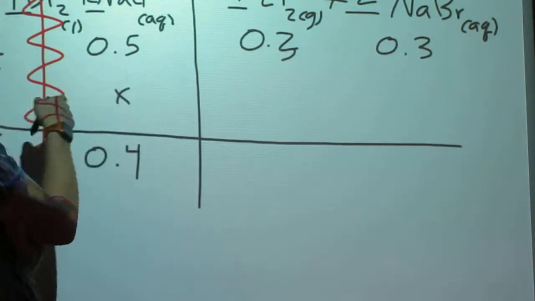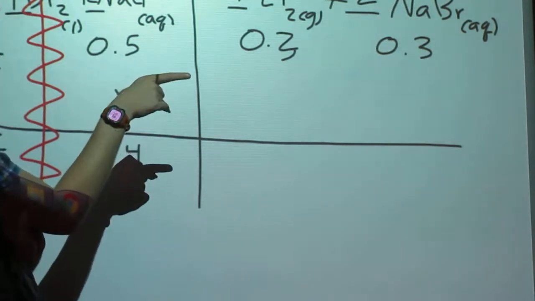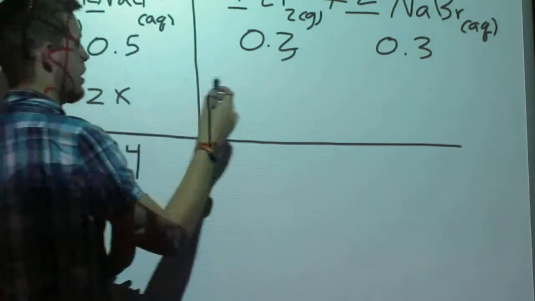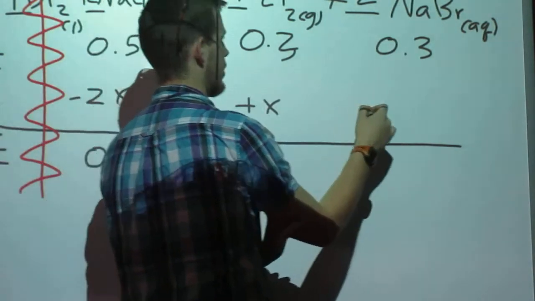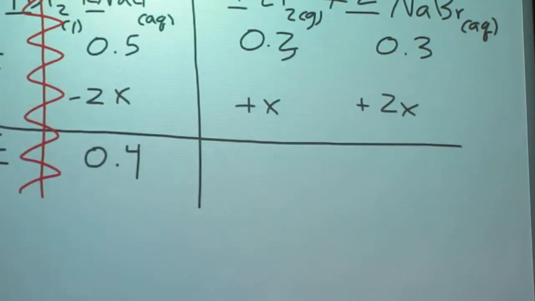X's, subtract or adding for this guy? It's going to subtract, right? So it's going that way. So minus 2x, the 2 comes from here. This is plus x. This is plus 2x. Can we agree on that? Yep. Very nice.